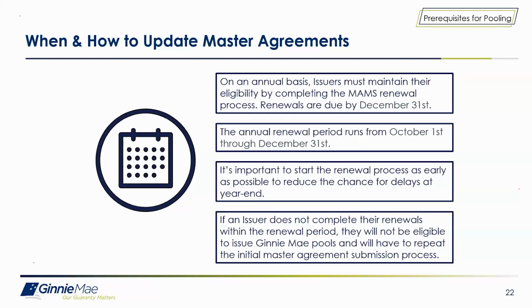When and how to update master agreements. This always comes up; we're now in June, July, August, September, October. Four more months to go. On an annual basis, issuers must maintain their eligibility by completing the MAMS renewal process. Renewals are due by December 31st. I think I sound like a broken record whenever I say this. The annual renewal period runs from October 1st through December 31st.